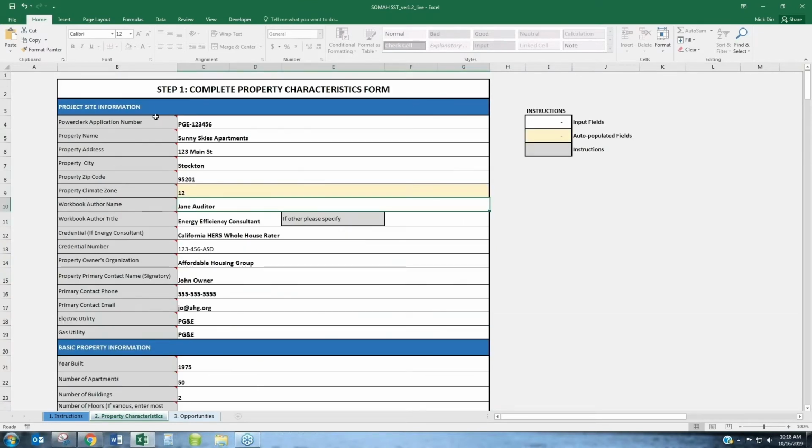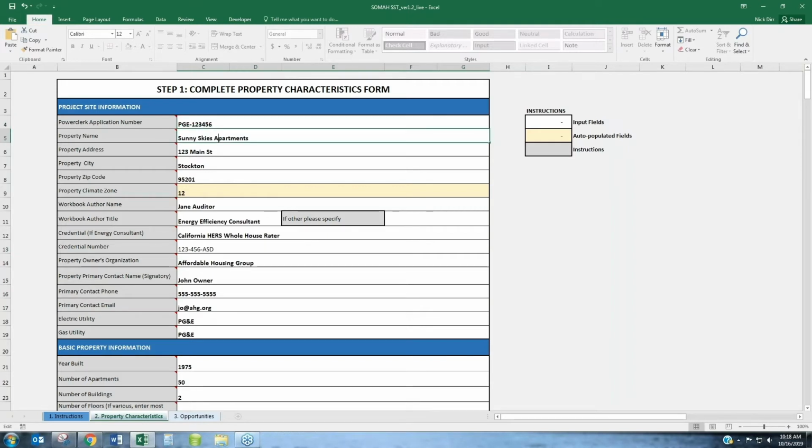So to begin, there's notes in each of these cells to provide guidance on what should be entered. It's color-coded. The white cells are meant for user data entry, and the dark gray cells, again, are providing instructions, and then the yellowish cell is automatically calculated. So you'll be asked to enter your PowerClerk application number. You can get this direct from PowerClerk. So for this one, I just entered an example PG&E 123456.